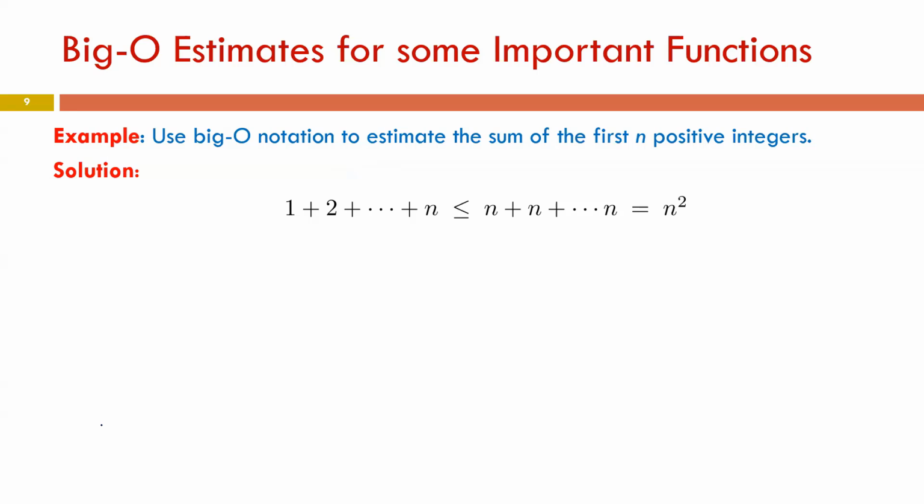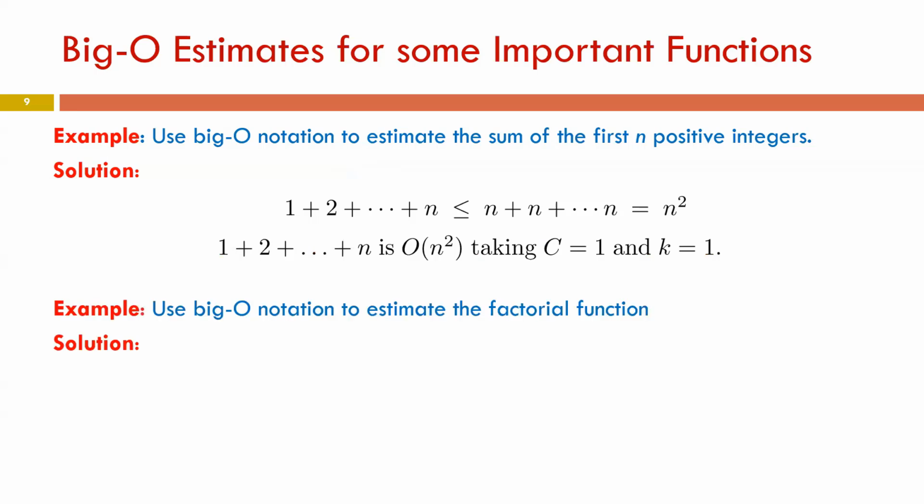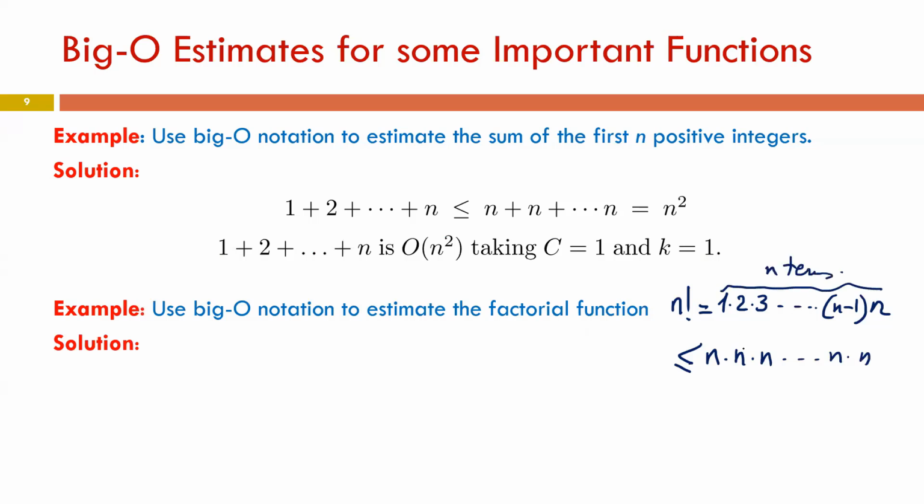So these are some asymptotic behaviors of some known functions. What's the big O of the factorial function? We know that the factorial function is the product of the integers from 1 to n. Here again, we can say that each term is less than n. How many terms? We have n terms. Then n times n times n, n times, is n to the power n. So we can say that n factorial is a big O of n to the power n.